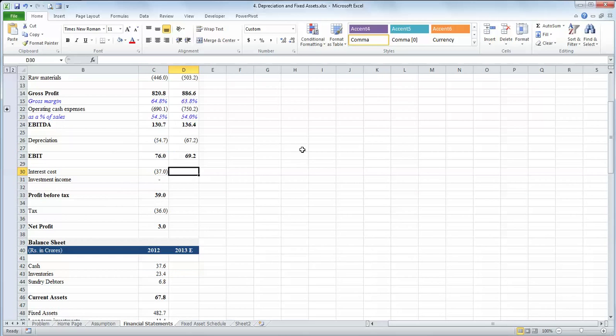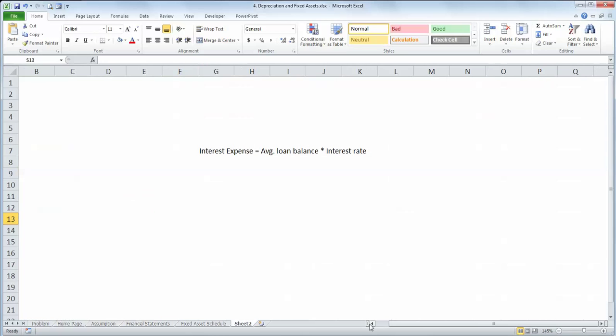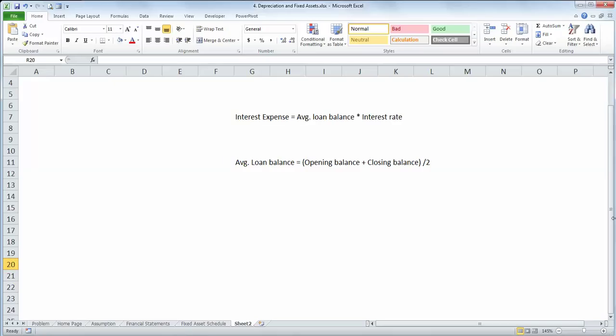So let us start with interest cost. Now we know that interest cost is levied as a percentage on the loans outstanding. So we may be able to define interest expense as average loan balance multiplied by the interest rate. The next question is, how do we calculate average loan balance? One way is to define average loan balance as opening balance of loan plus closing balance of loan divided by 2.